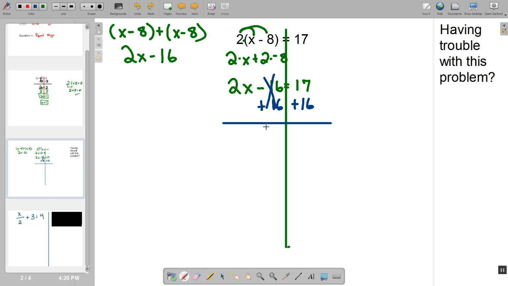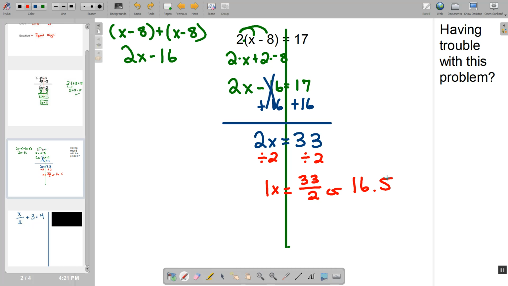Negative 16 and positive 16 are equal to 0. So the left side has just 2x. The right side has positive 33. Now I am going to divide both sides by 2. This gives me 1x. And this gives me a couple different things. 33 halves, or I think most of us would probably like to write this as 16 and a half, because 32 divided by 2 is 16. There'd be an extra 1/2 left over. So you can write your answer either way.